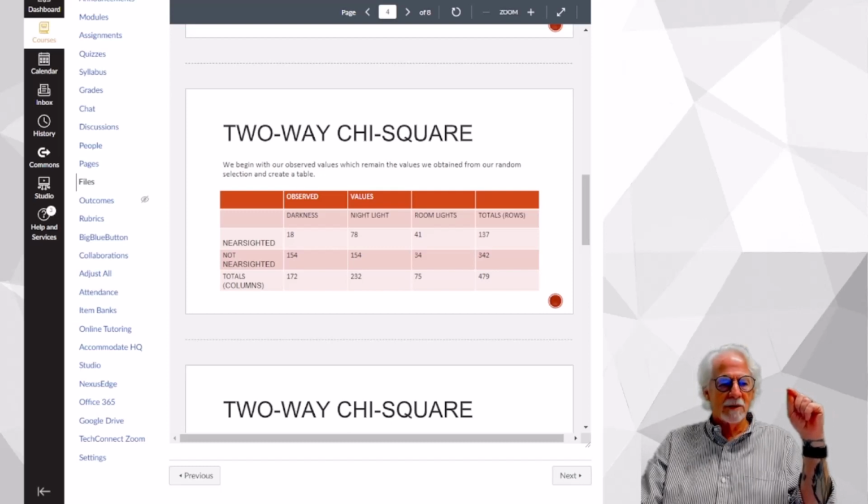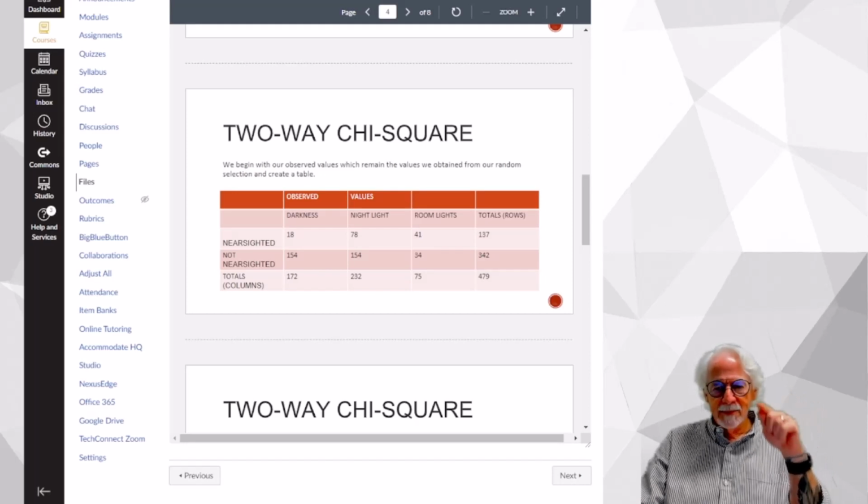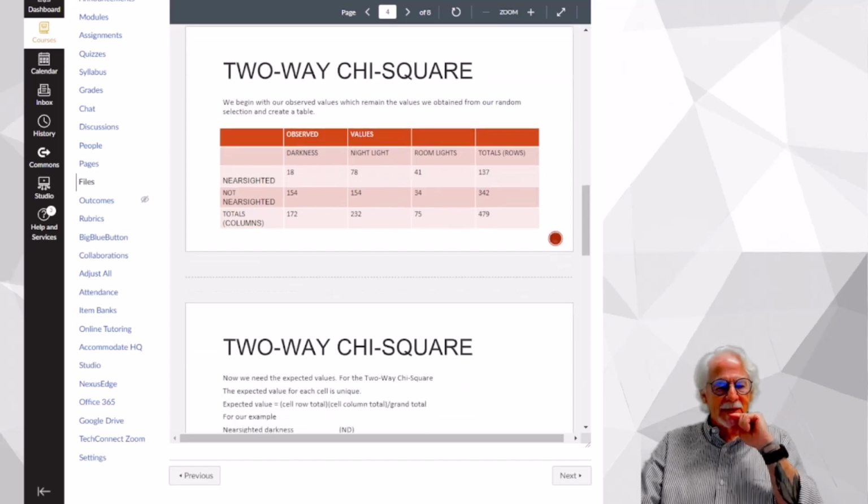We have these total columns and these total rows, row totals and column totals, right? Row totals, 137, 342, and then the total. And this is what we call the grand total. Okay? And that's going to become clear why we need that very quickly. So, we already have our observed values, right? These are still our observed values, the 18, 78, 41, 154, 154, 34. Those are the self-selected, where they went, and these are our observed values.